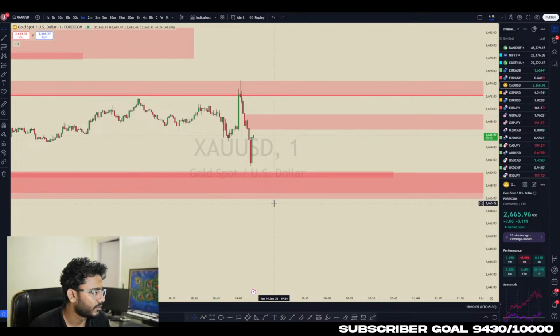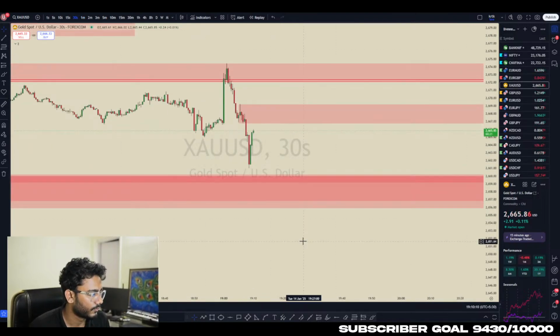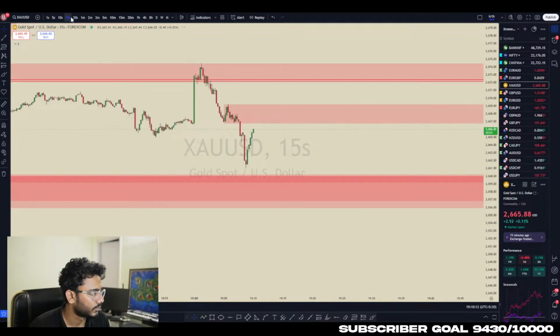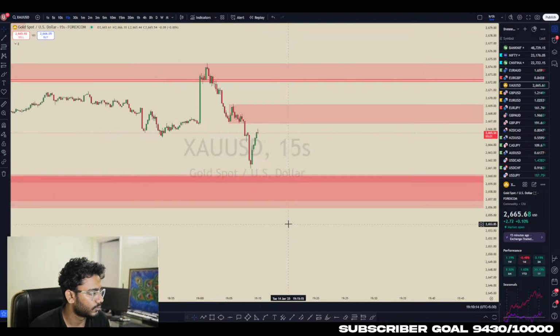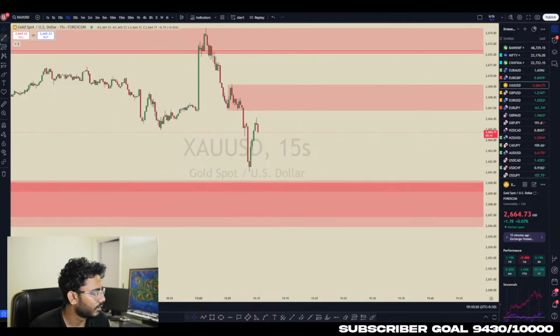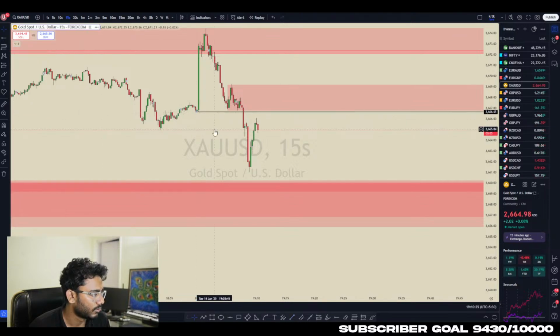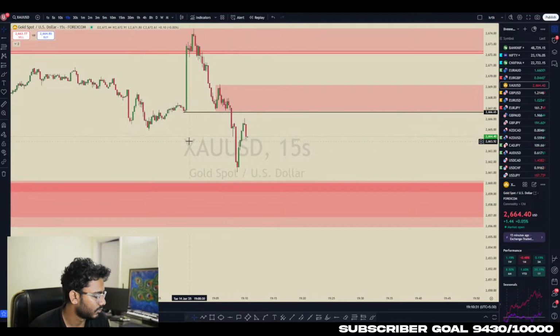I'm waiting for price to create liquidity. So this is the area where price can react from. Yeah, that's why price took time to break this low.